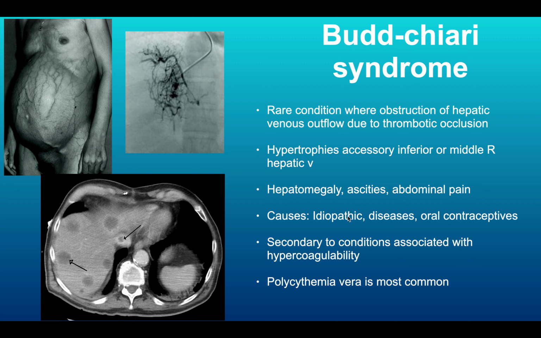The causes can be idiopathic, or there are of course diseases such as liver failure and cirrhotic liver, and oral contraceptives for women will cause it too. And it's also secondary to conditions associated with hypercoagulability, of course, because that can cause a thrombotic occlusion. Usually the culprit is polycythemia vera.